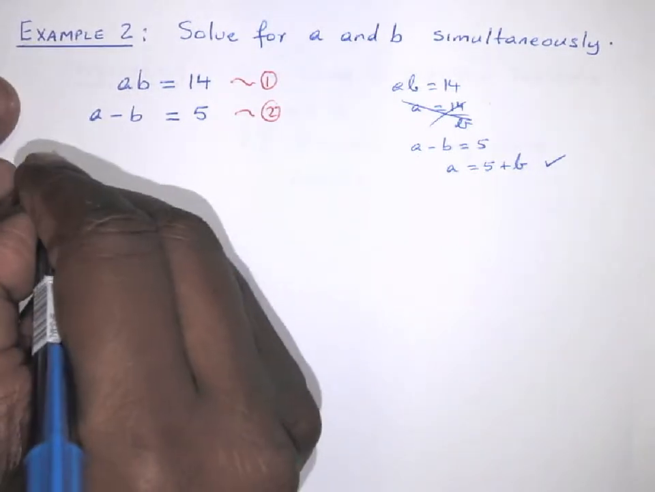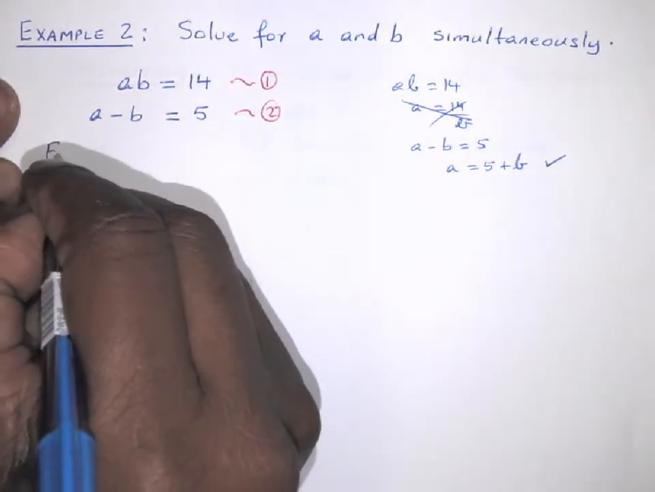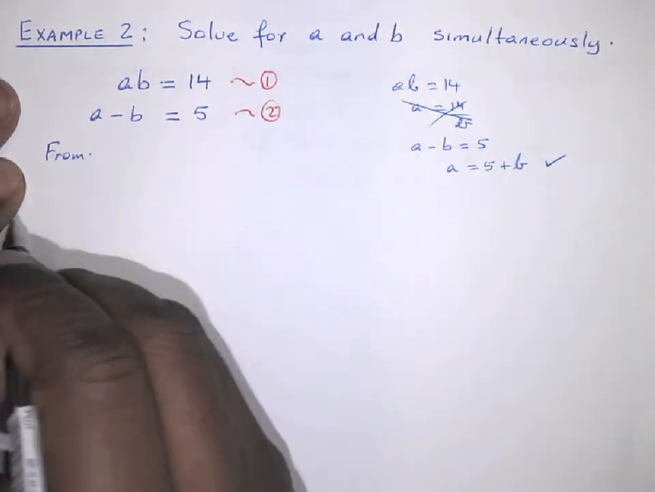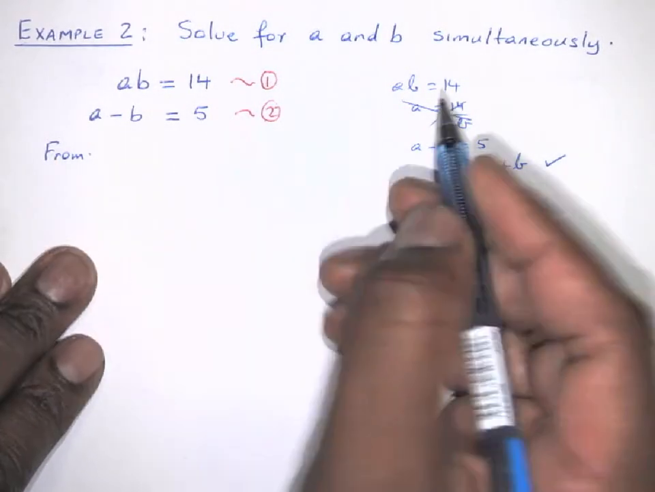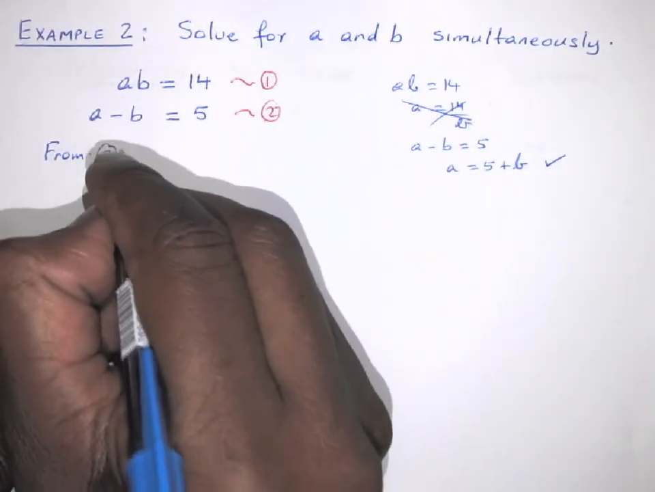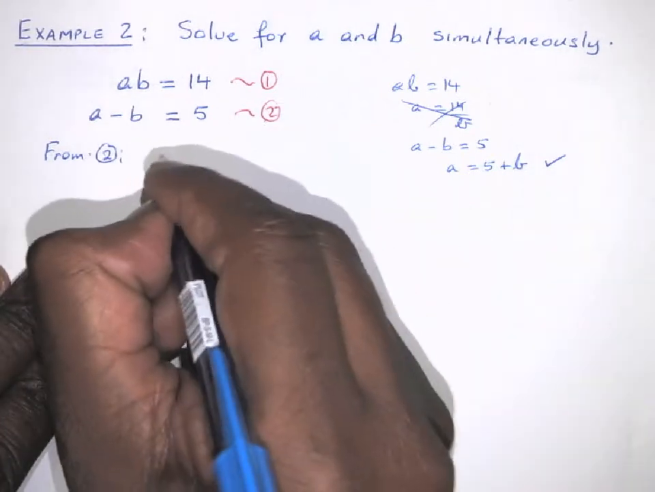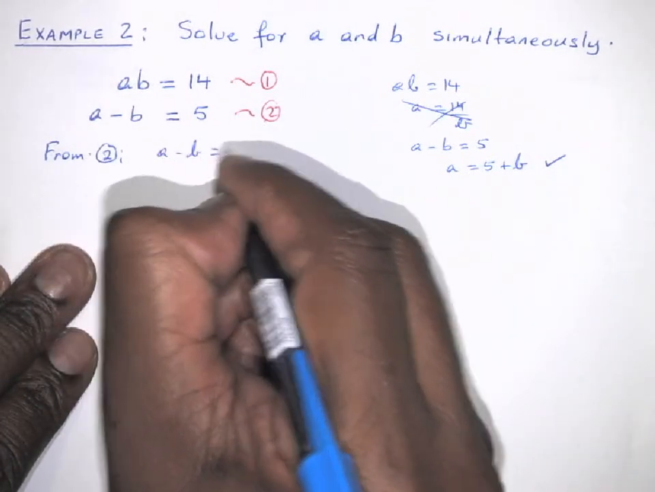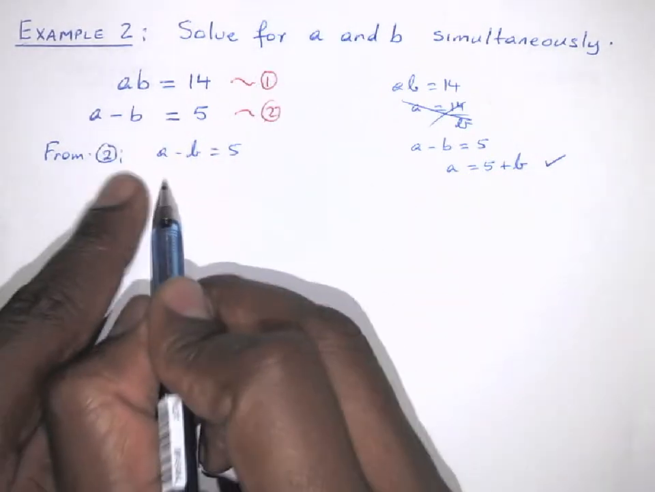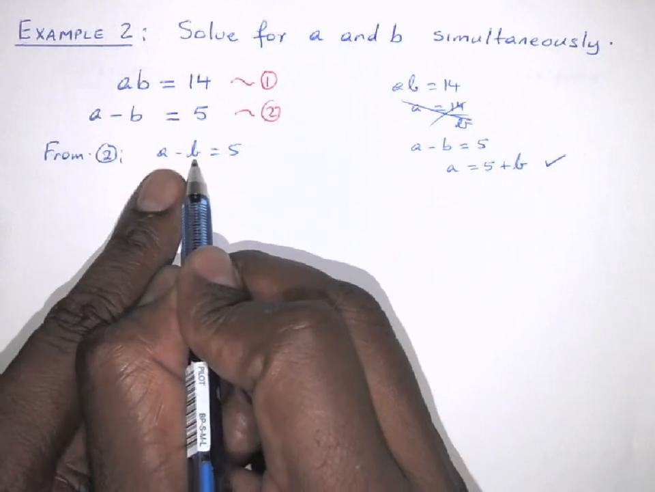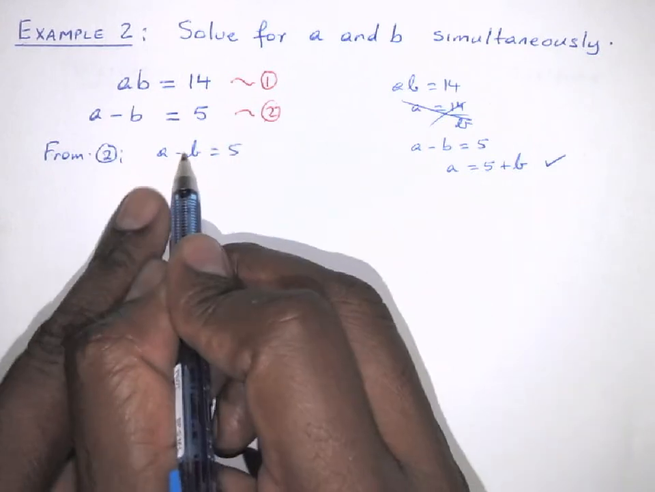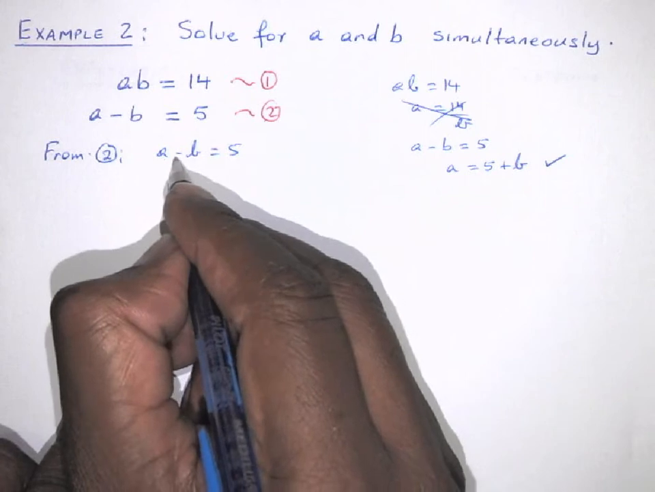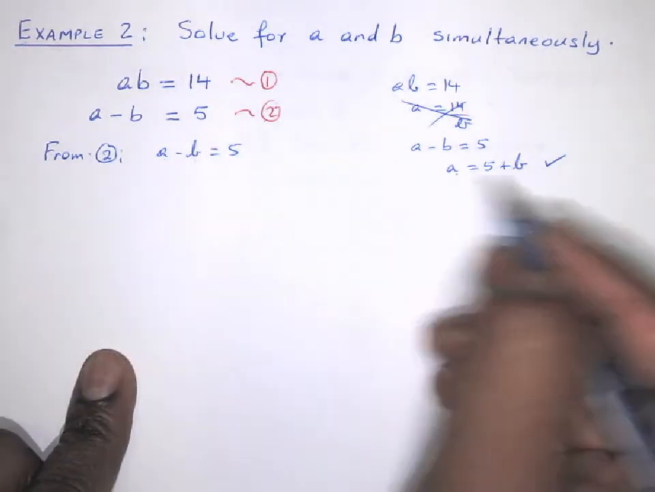Where do we go now? We start from the one that is easier to work with, the second one that doesn't have fractions. So from the second equation, I can solve for a or b. It's a minus b is equal to 5. That is given. I can solve for a or I can solve for b. Let me solve maybe for b. Because I tried a, there was no fraction. There's nothing wrong with that.